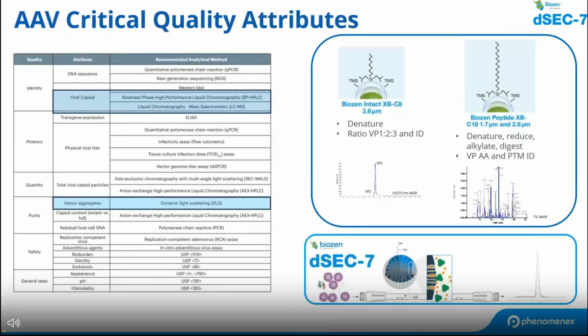Now that we discussed AAV aggregate analysis, we can also look at complementary applications like intact VP analysis using Biogen Intact XBC8, as well as the peptide mapping using Biogen XBC18 in a 1.7 or a 2.6 micron particle size.